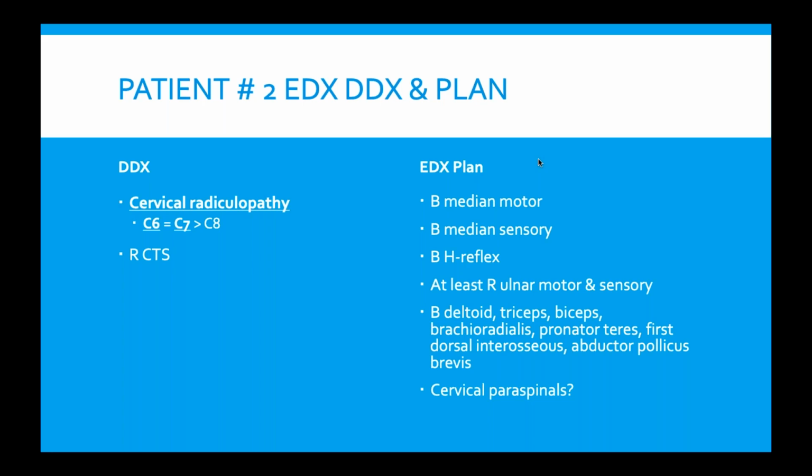And just to complete the exam, to do the C8, T1 muscles, we'll do the first dorsal interosseous and the abductor pollicis brevis to complete the cervical radiculopathy screen.